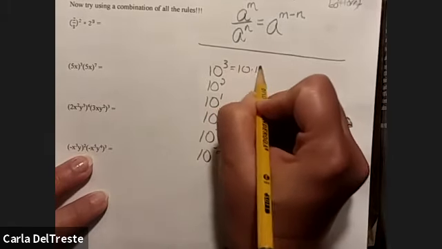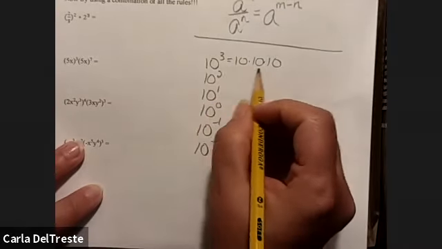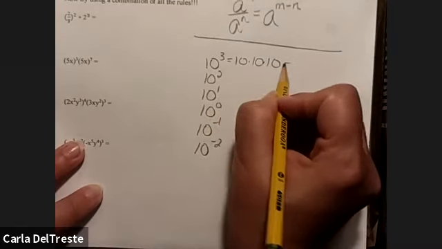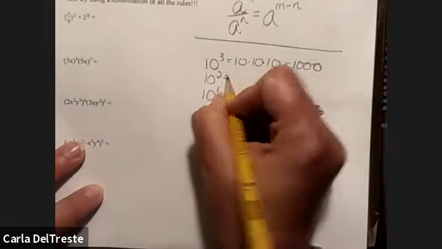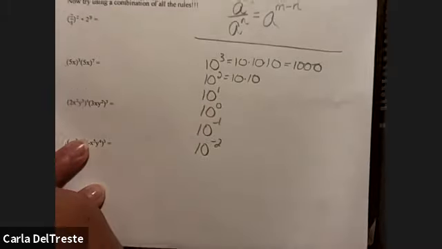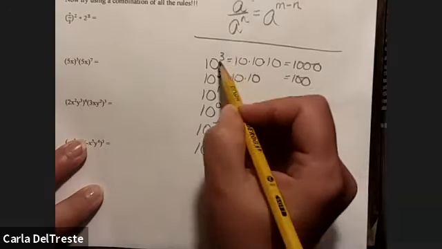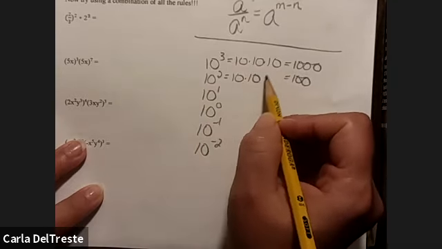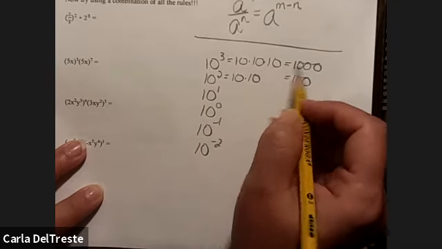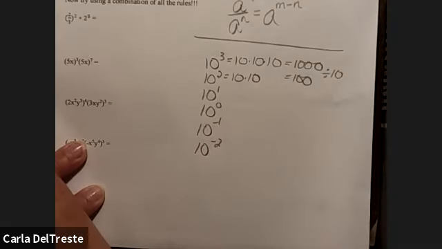10 to the third literally means 10 times 10 times 10. I'm using tens because they're easy to calculate. I can just count the zeros, and I wind up with 1,000. 10 squared means 10 times 10, and we know that's 100. I lowered the exponent by 1, and what that did was remove a factor of 10. So in other words, I divided by 10 to get from 10 to the third down to 10 squared.